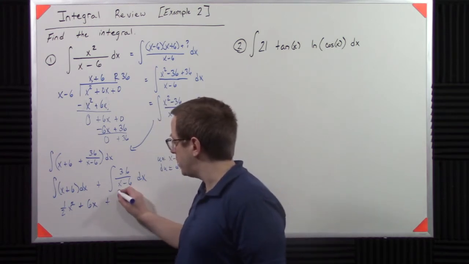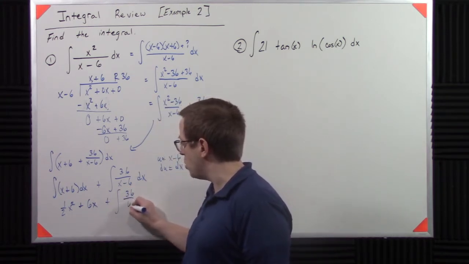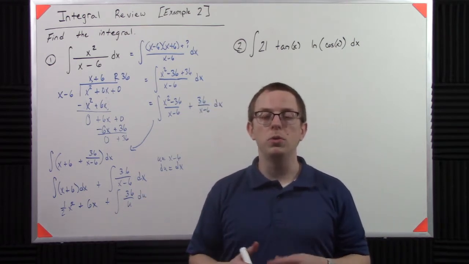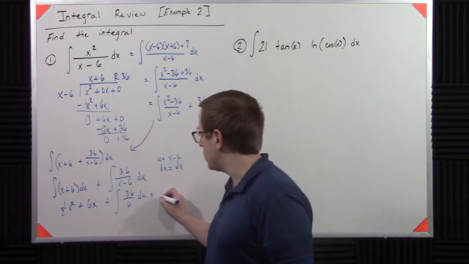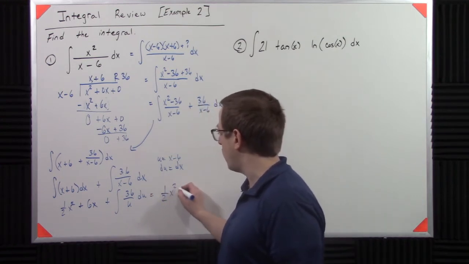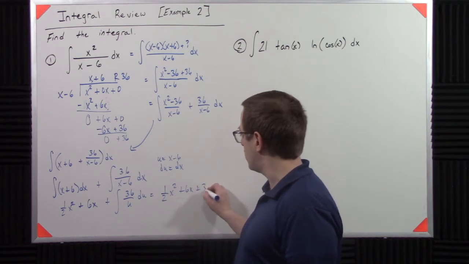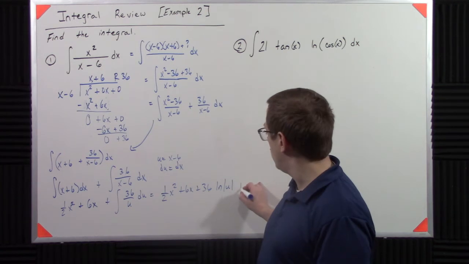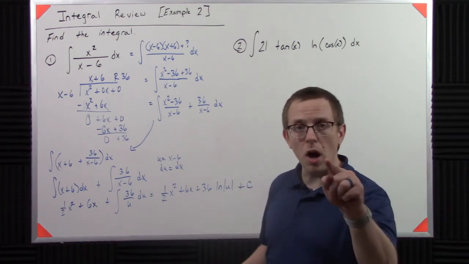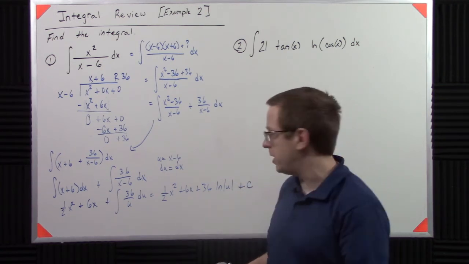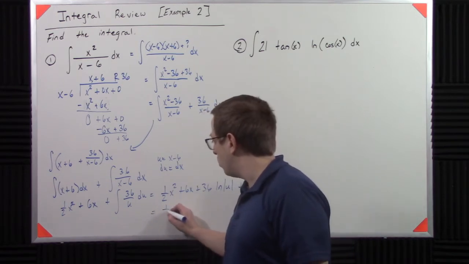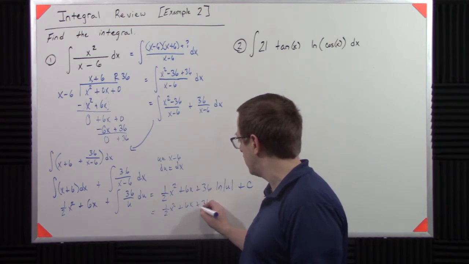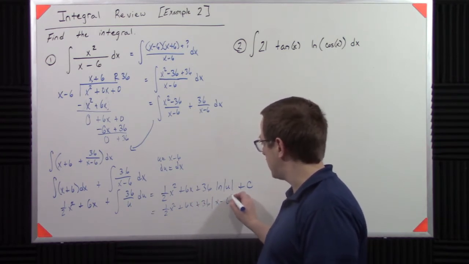And then we have this integral of 36 over u du. Well, if you recall, 1 over u du is a natural log, so that gets me 1/2 x squared plus 6x plus 36 natural log absolute value of u plus an arbitrary constant. Do not forget your arbitrary constant. So 1/2 x squared plus 6x plus 36 natural log absolute value of x minus 6 plus c.